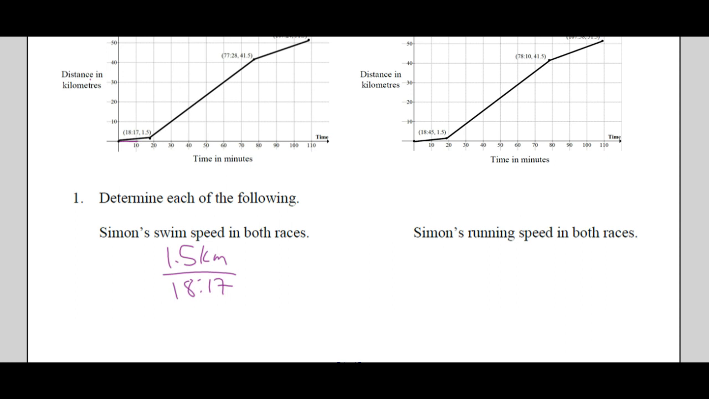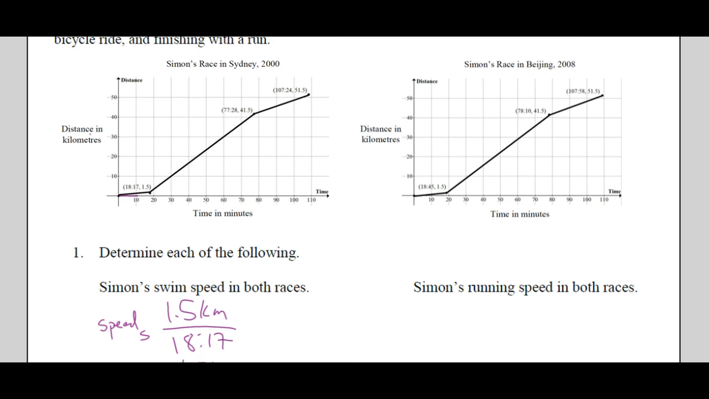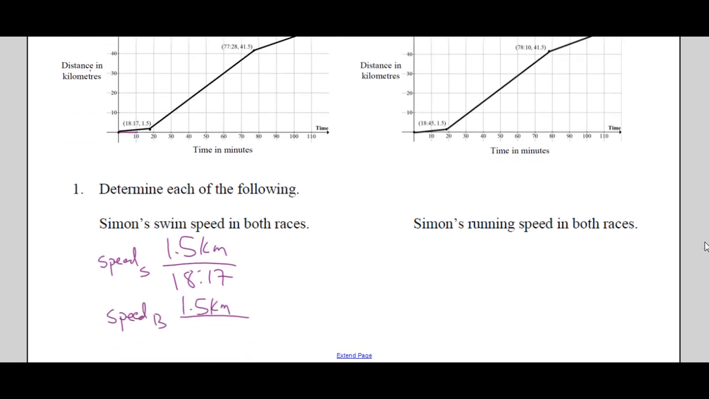And this was the speed for Sydney, and the speed for Beijing of swimming was, it's the same distance, right? Because Olympic-level triathlons are all done over the same distances. It's a 1.5 kilometer swim, a 40 kilometer bicycle ride, and a 10K run, I guess. And 1.5 over 18:45, so 18 minutes, 45 seconds. Okay, so that's minutes.